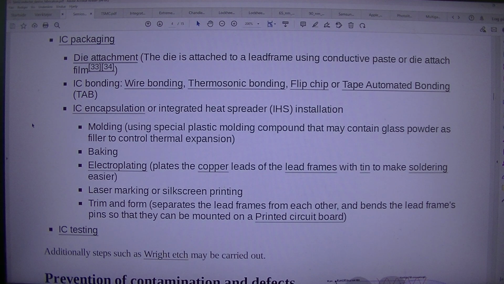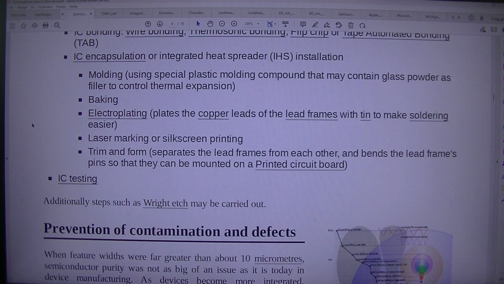Baking. Electroplating plates the copper leads of the lead frames with tin to make solderable. Laser marking or silk screen printing. Trim and form separates the lead frames from each other, and bends the lead frame pins so that they can be mounted on a printed circuit board. IC testing. Additionally, steps such as burn-in may be carried out.